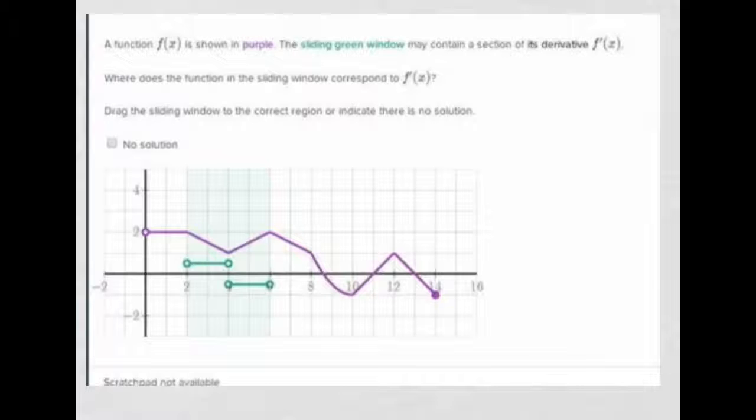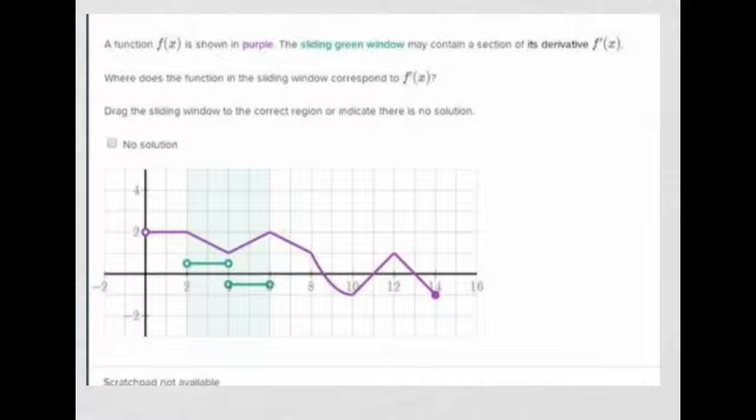So f of x is in purple. The sliding green window may contain the section of its derivative, f prime of x. Where does the sliding window go? Okay, so if purple is the original, what I'm going to do is go through and look at the slope here and then plot it in green and see if it matches up somewhere.